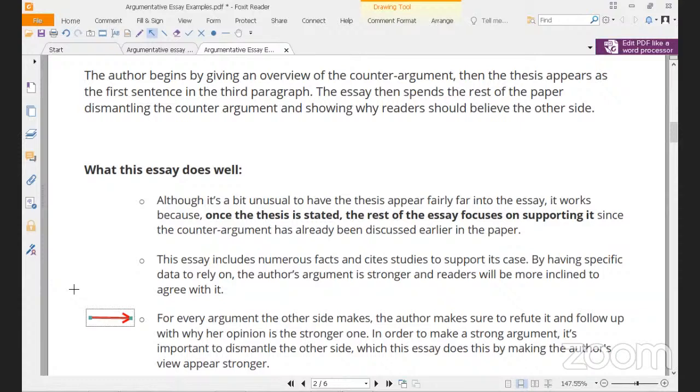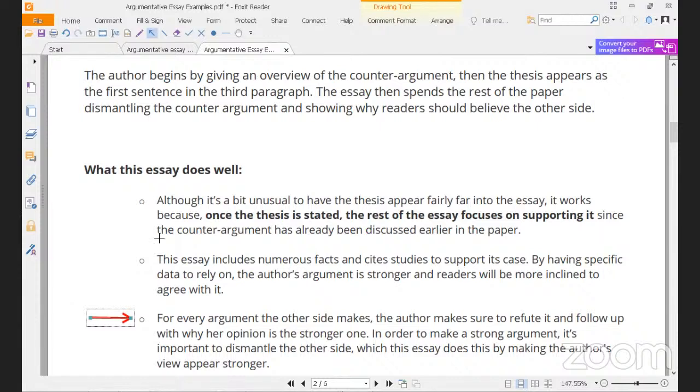For every argument the other side makes, the author makes sure to refute it and follow up with why her opinion is the stronger one. In order to make a strong argument, it's important to dismantle the other side, which this essay does by making the author's view appear stronger.